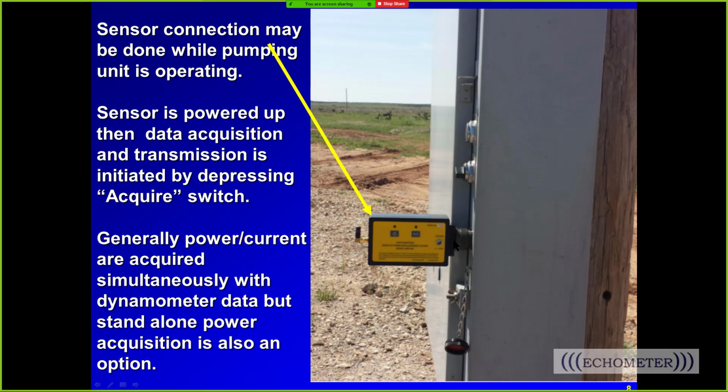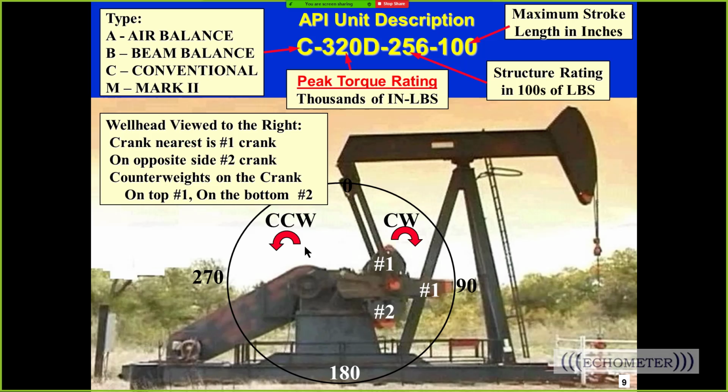And so here we have the radio for the power probe plugged in to the fixed power adapter, and we have line of sight to the base station, and we can talk back and forth and acquire this data simultaneously as we acquire the dynamometer data when we're testing the well.